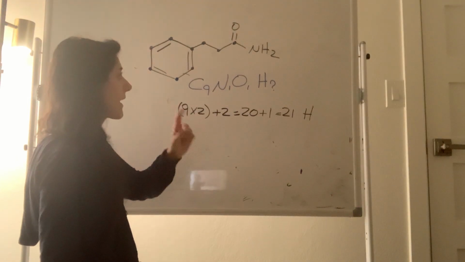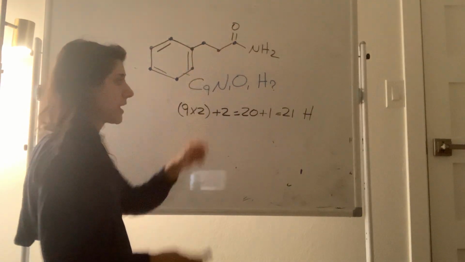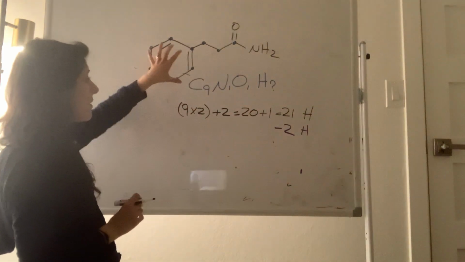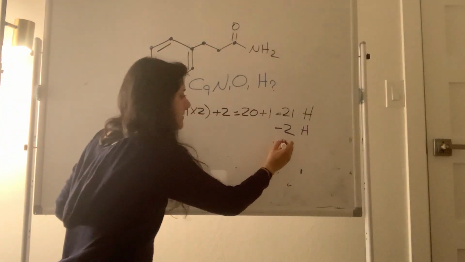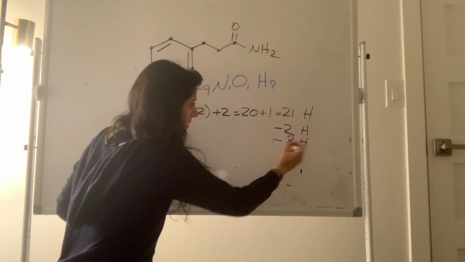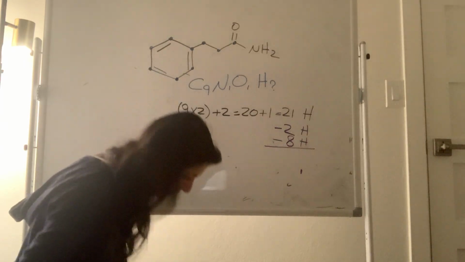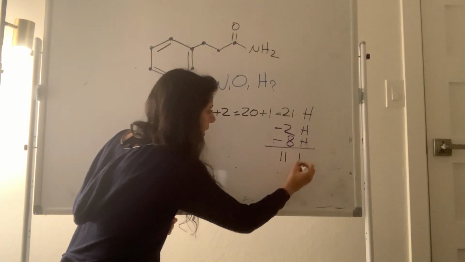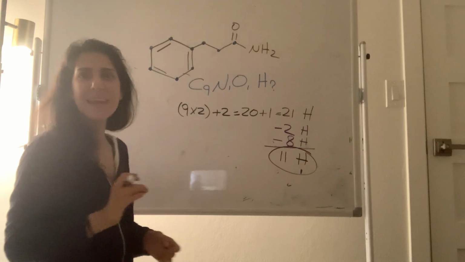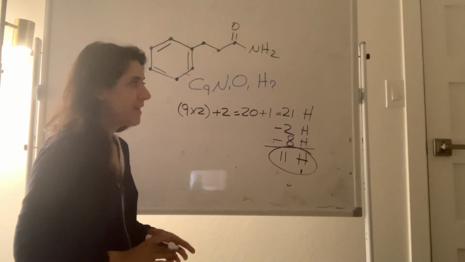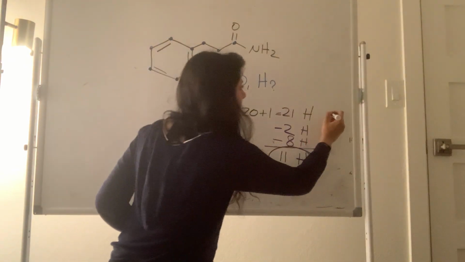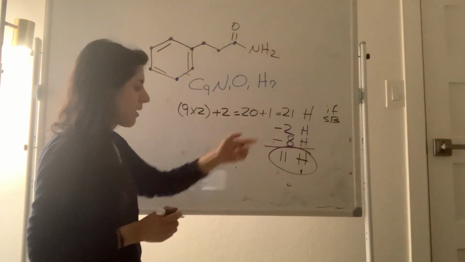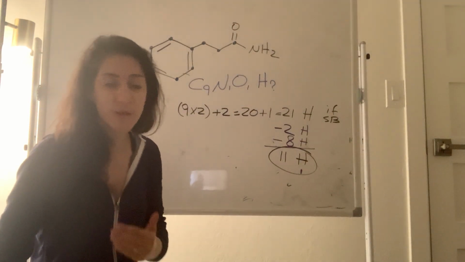Now, I have a double bond over here. Do you agree? So I'm going to subtract 2 hydrogen. I have a benzene ring. I'm going to subtract 8 hydrogen. Okay? So how many hydrogen do I end up with? I'm going to end up with 11 hydrogen. So far so good. I would have 21 if everything was single bond, right? But then I have a double bond and a benzene ring. I'm going to subtract those, so 11 hydrogen is what I'm looking for.